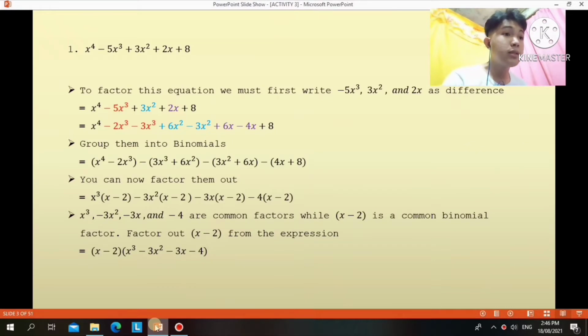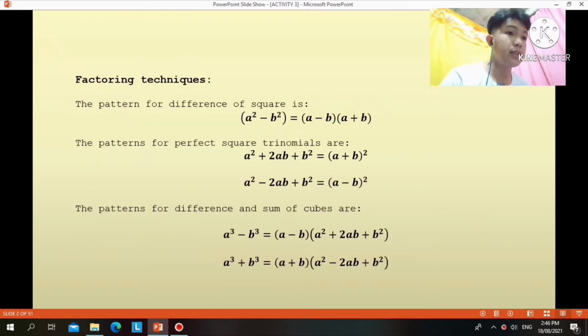So problem number 1, let's factor x raised to 4 minus 5x raised to 3 plus 3x squared plus 2x plus 8. Before we can factor this, there are factoring techniques that can help you factor it easily. The factoring techniques that can help you are the pattern for difference of squares: a squared minus b squared is equal to a minus b times a plus b.